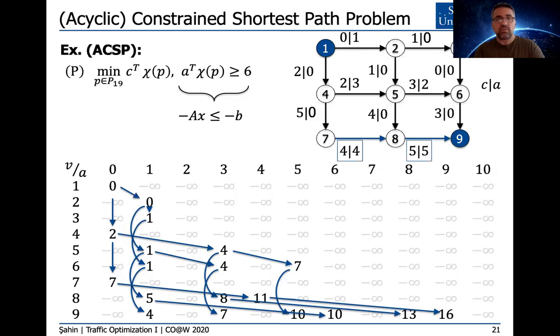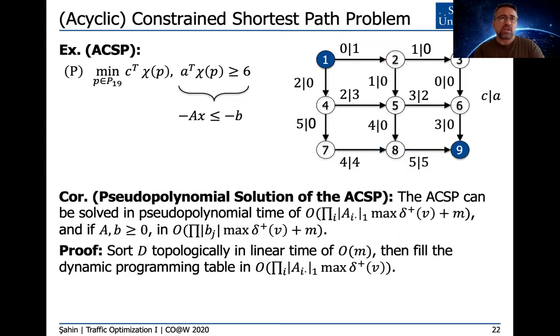Finally, we find the path 1, 2, 5, 8, 9 with a length of 10 and the total weight of 6. The only drawback of this algorithm is the runtime, unfortunately. The size of the table is dependent on the maximum possible total weight of a path, which is not necessarily a function of the graph size. Please pause the video here and take a few minutes to understand the terms in the computational complexity term.